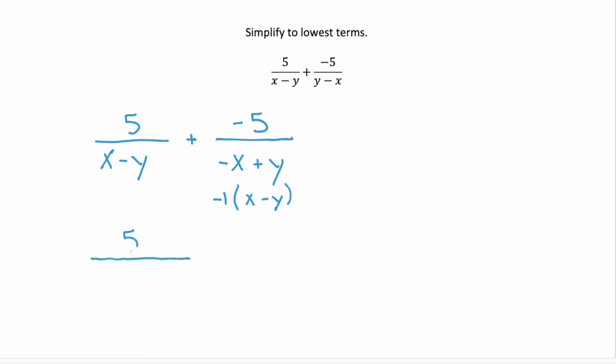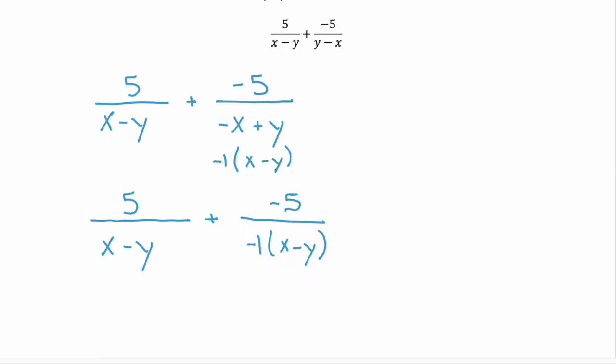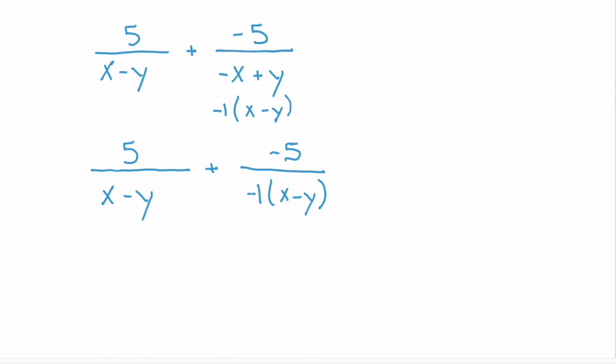So let's do that. Our first stays as 5 over x minus y, and our second is negative 5 over negative 1 times x minus y. Okay, they're very close to being the same denominator. What else can we simplify? Well, how about the negative 5 and the negative 1? Those would simplify to give us a positive 5 in the numerator.